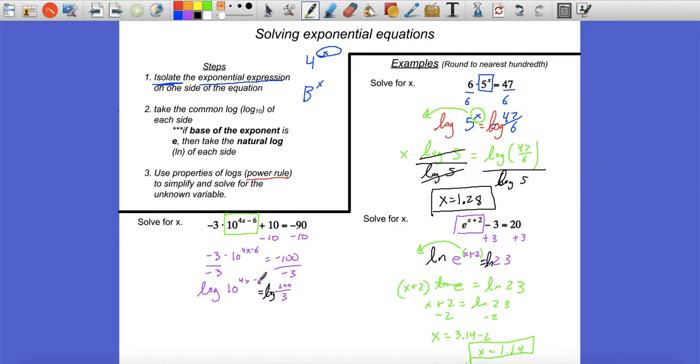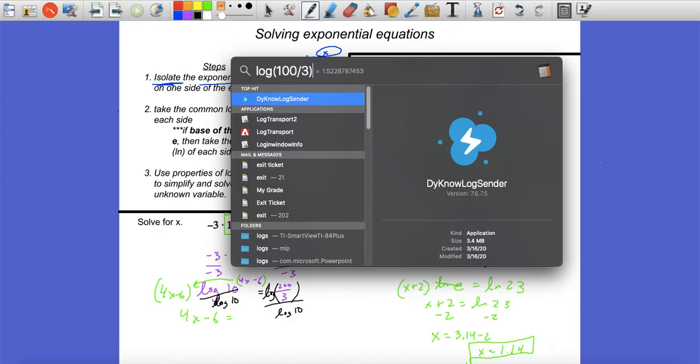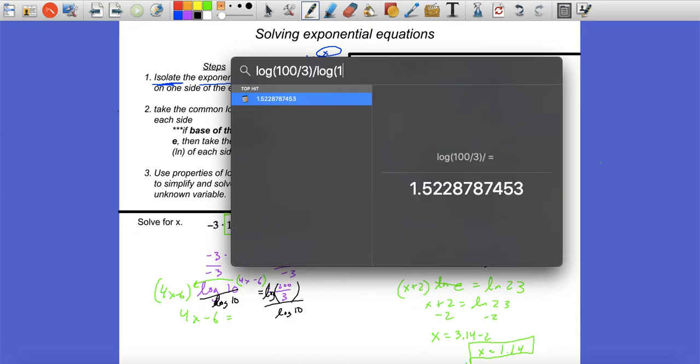So I've got log of 10 to the 4x minus 6 equals log of 100 over 3. And now I can bring my exponent out front, do the power rule, for 4x minus 6 times log 10. So we got 4x minus 6 equals, remember I got to divide by log 10 here. Use the calculator to get an expression for this. So I've got log of 100 over 3 divided by log 10.